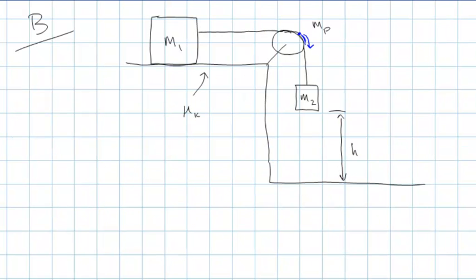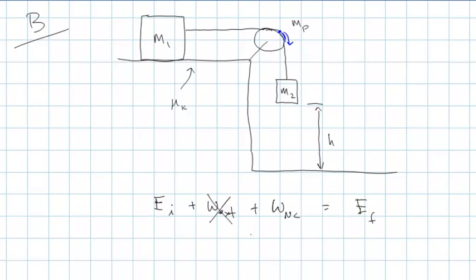Now we'll attempt the same problem, but we're looking for the speed of m2 just before it hits the ground. We'll use energy. The initial mechanical energy, we would love it if it equaled the final mechanical energy, but there are a couple of things that get in the way: external forces and non-conservative forces like friction. So if we define our system big enough, we won't have any external forces. We'll include the Earth in our system.